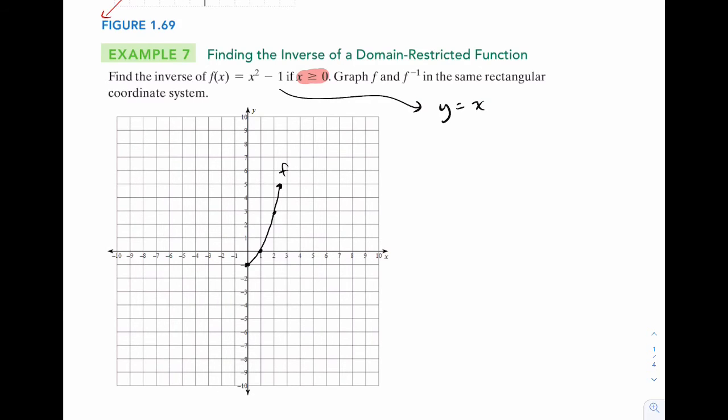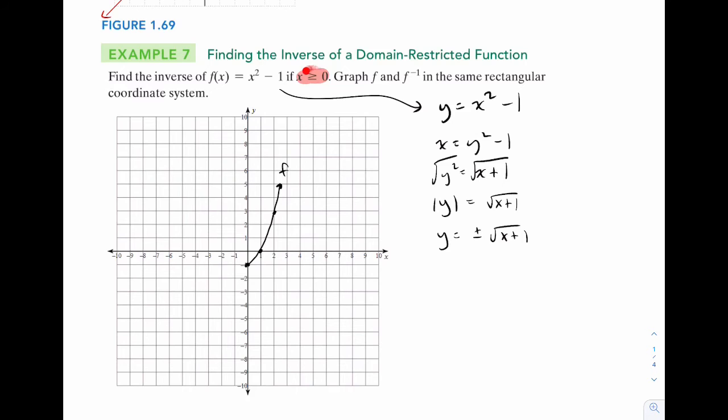we're going to find it algebraically like we practiced yesterday. We're going to switch x and y. So x should equal y squared minus 1. So y squared is equal to x plus 1. So it's square root. And this is the absolute value of y is the root of x plus 1. So y should be plus or minus the root of x plus 1.